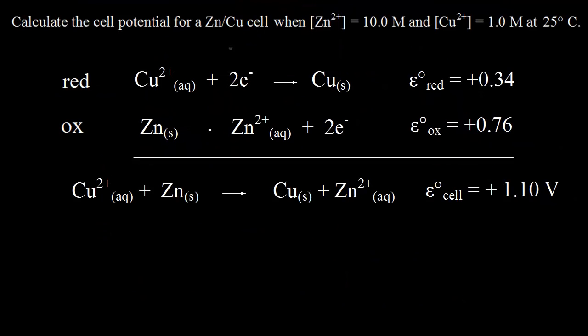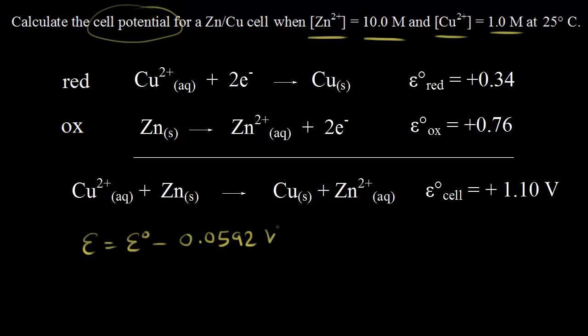Let's find the cell potential again for our zinc-copper cell, but this time the concentration of zinc 2 plus ions is 10 molar, and we'll keep the concentration of copper 2 plus ions the same, 1 molar. If we're trying to find the cell potential, we can use our Nernst equation. So the cell potential E is equal to the standard cell potential, E0, minus 0.0592 volts over n times the log of Q, where Q is the reaction quotient. Let's plug in everything we know. We know the standard cell potential is positive 1.10 volts, so we have 1.10 volts. We're trying to find the cell potential E.